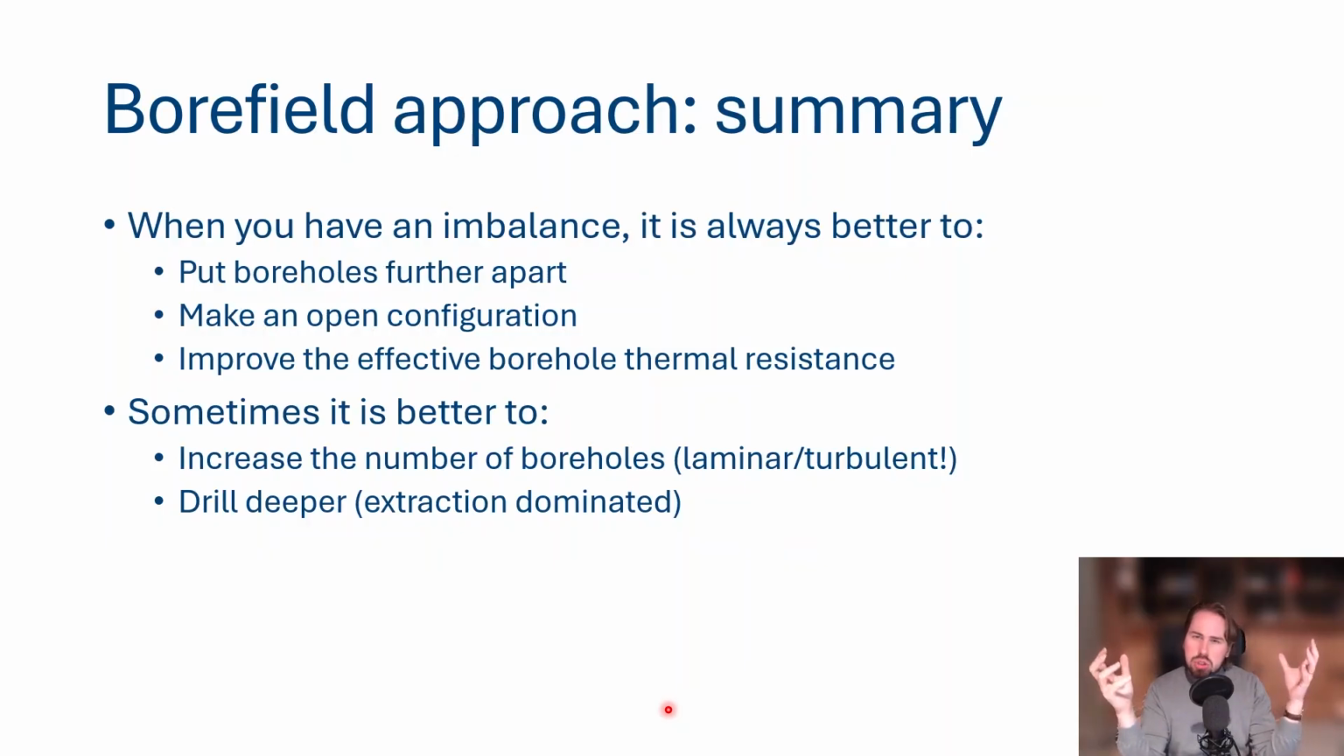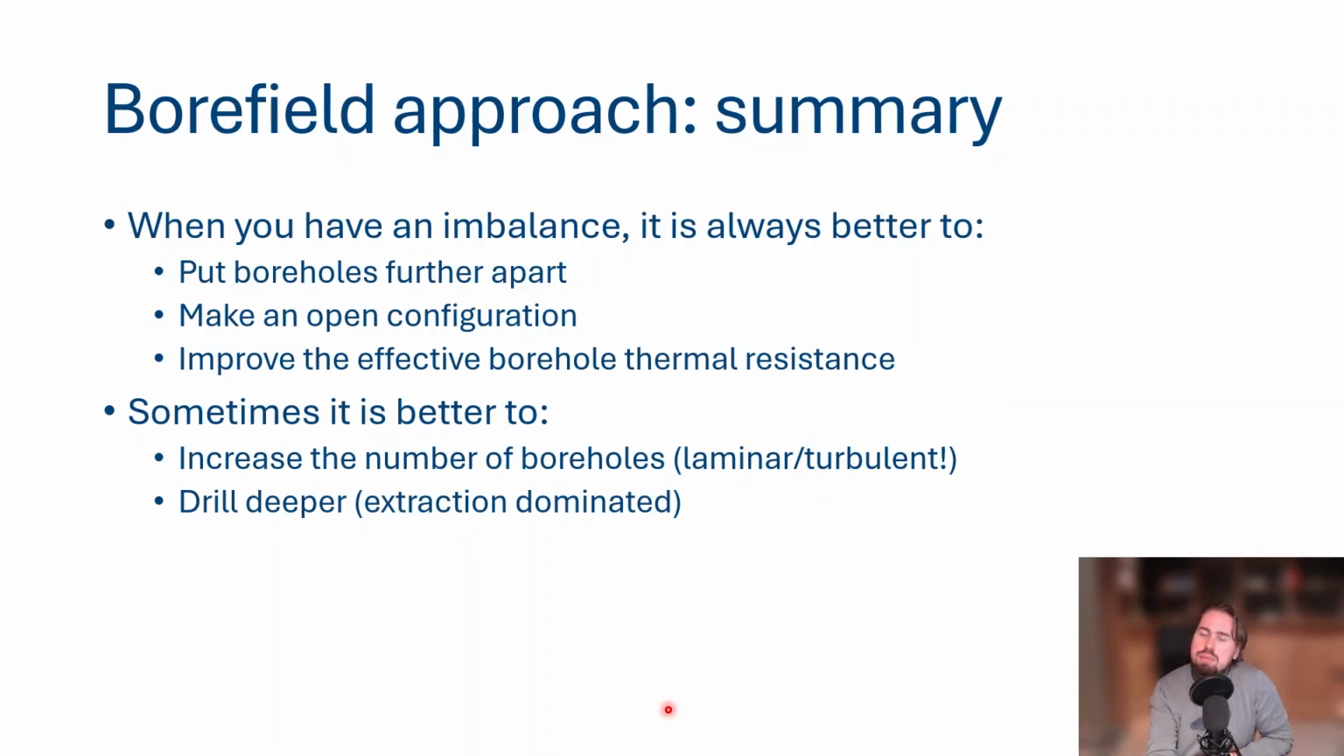So the borefield approach, when we're working with imbalance, how to cope with it, basically when you have an imbalance, it's always better to put the boreholes as far away as possible, make an open configuration, and also to think about the effective borehole thermal resistance. Make this as low as possible. And sometimes it's also better to increase the number of boreholes, where we have to make sure that we keep in mind that we have a laminar and turbulent transition zone that affects our effective borehole thermal resistance, and hence also the amount of imbalance we can cope with.